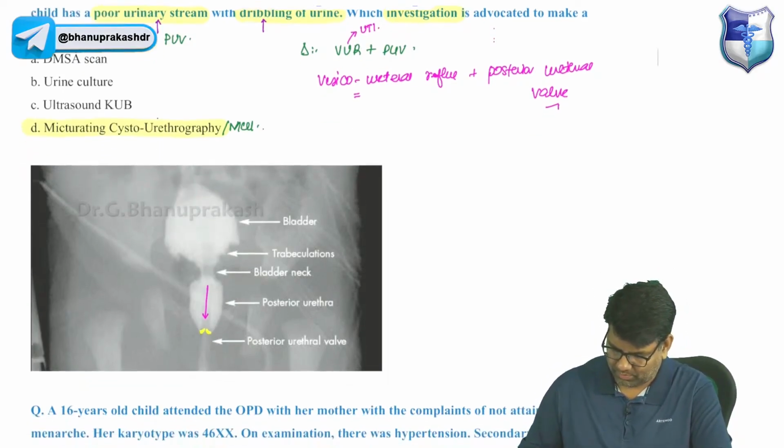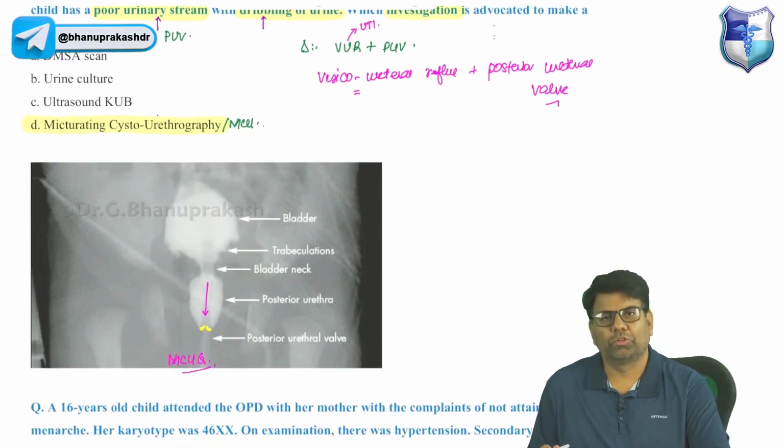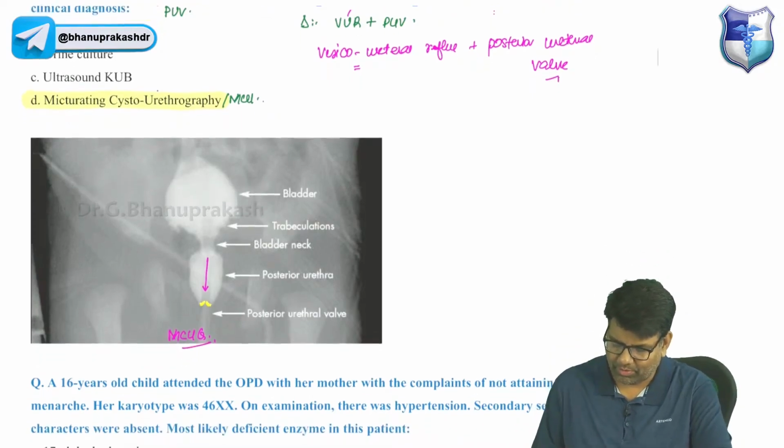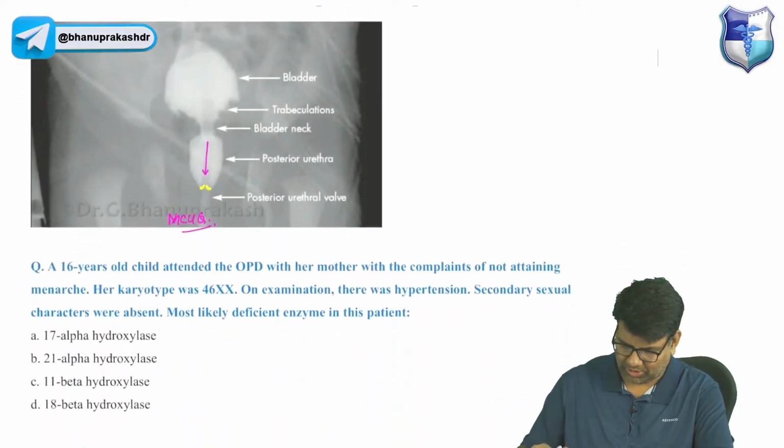So this is poor urinary stream and dribbling of urine. This is the picture, and this is MCU demonstrating posterior urethral valve. So this is how you should tackle this question.